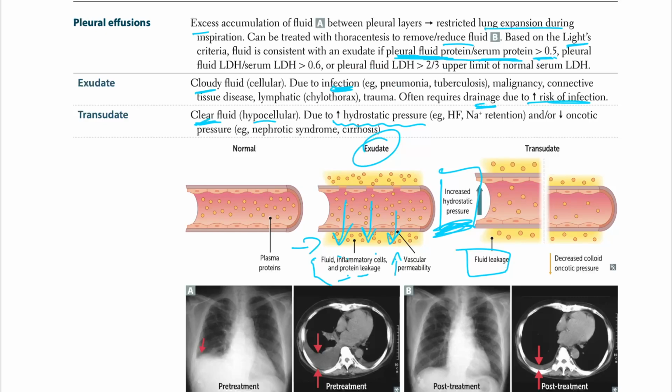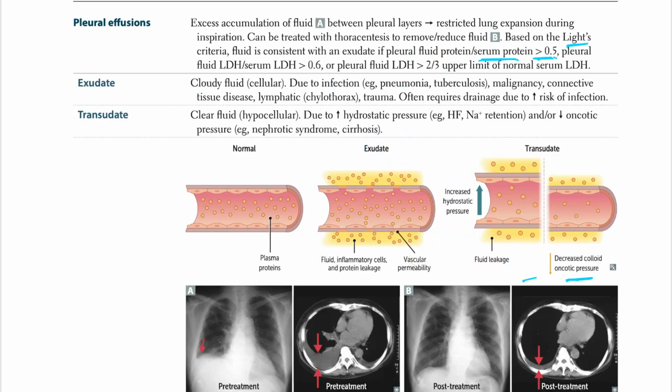And why would you increase the hydrostatic pressure? It is seen in heart failure or sodium retention, and a decrease in oncotic pressure could also be seen, which is seen in nephrotic syndrome and cirrhosis. So either you're increasing hydrostatic pressure and/or, so plus or minus, you're decreasing the colloid oncotic pressure, which leads to transudate. Okay, and that's pretty much it. Let's review it quickly and move on to the next.